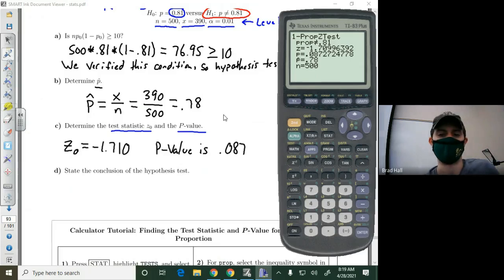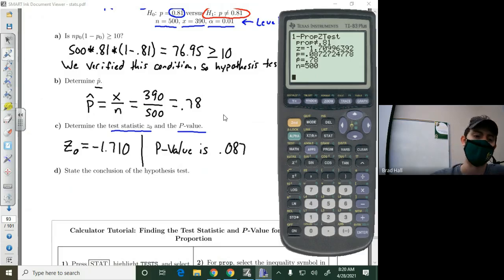Actually, I'll do 3 decimal places. However many they specify in the homework, and just go with what they have. So that's the test statistic and the p-value. Now really, we don't need the test statistic because that would help us find the p-value, but the p-value is given to us automatically by the calculator. But the homework asks for it, so you can go ahead and provide it in the same process you would to find the p-value.